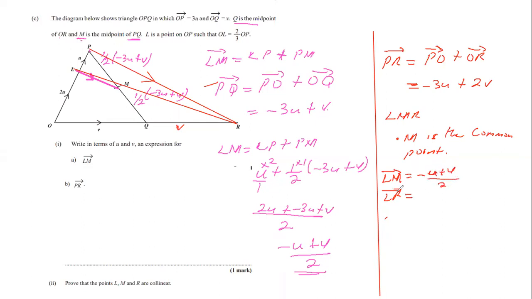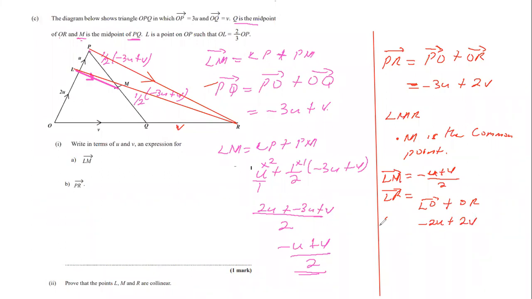Now, if I want to find LR, LR is going to be, let's find LR. We move from L to O, LO plus OR. So what do we have? It would be negative 2U, am I right? Plus what? 2V. All right.